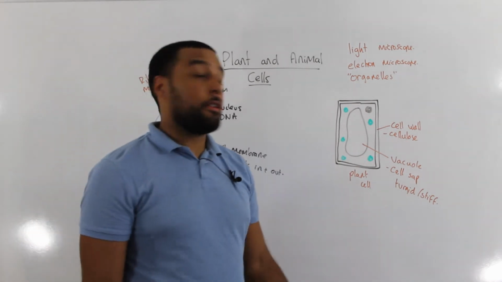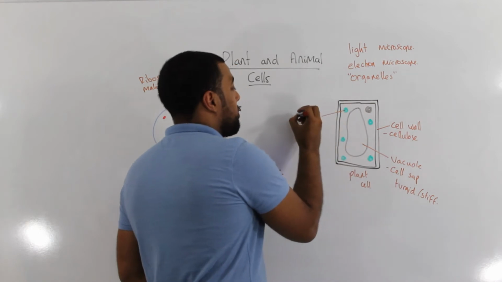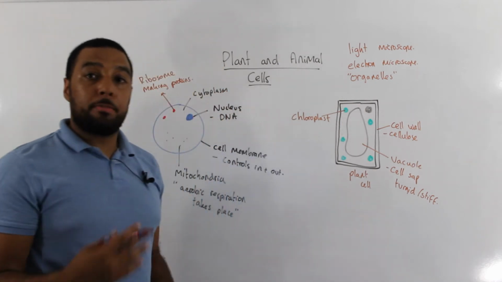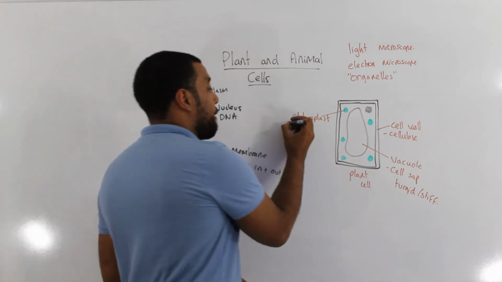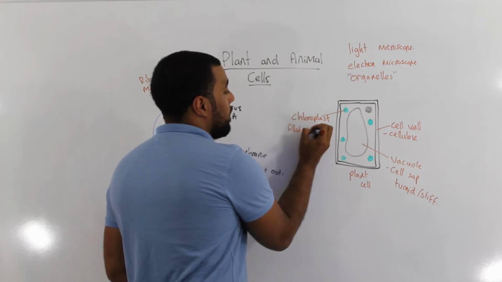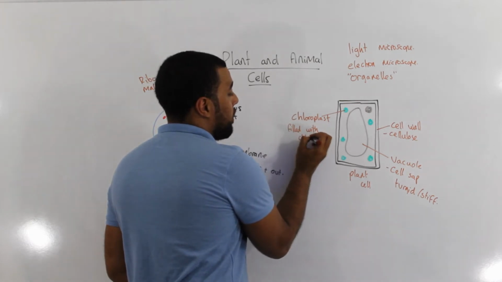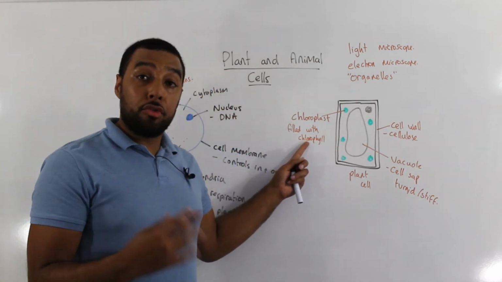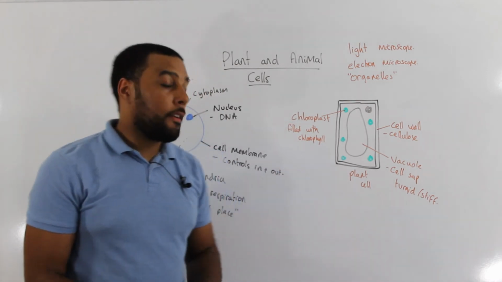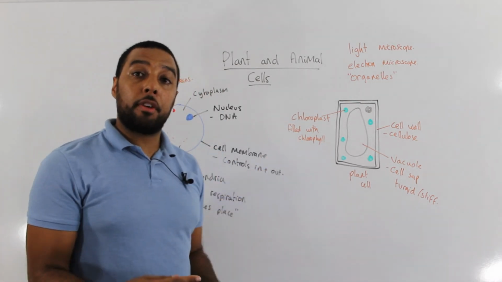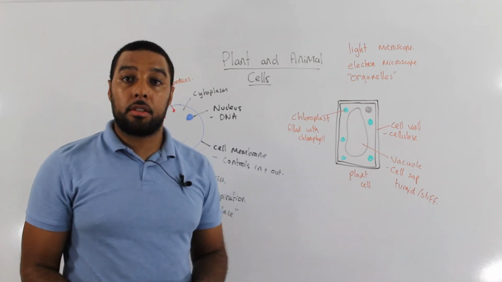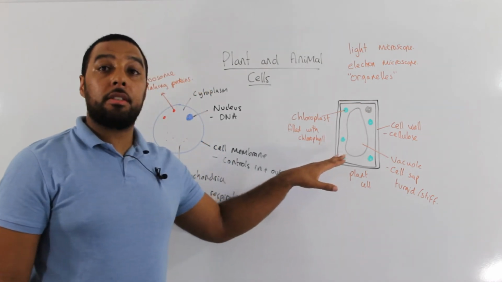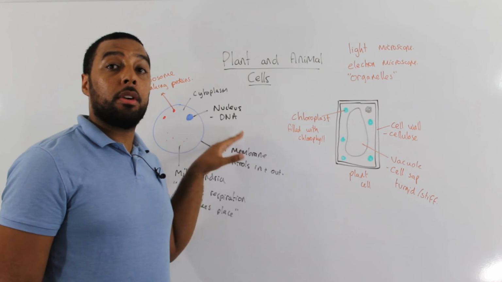The final organelle for a plant cell that you need to know is something called a chloroplast. Now, what's special about the chloroplast is that they are filled with chlorophyll. And it's this chlorophyll that is the green pigment that makes plants green. Chlorophyll is also responsible for absorbing sunlight for photosynthesis. A typical question would involve you comparing the similarities and the differences between a plant cell and an animal cell.